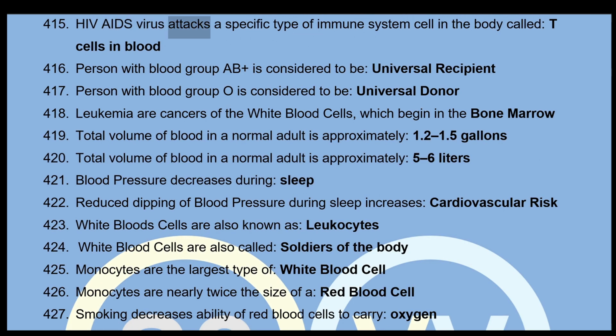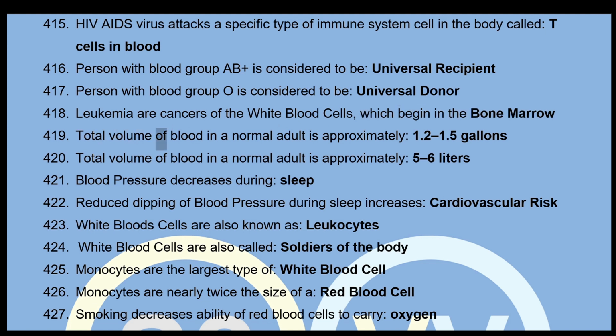HIV/AIDS virus attacks a specific type of immune system cell in the body called T cells in blood. A person with blood group AB+ is considered to be a universal recipient. A person with blood group O is considered to be a universal donor. Leukemia are cancers of the white blood cells, which begin in the bone marrow.